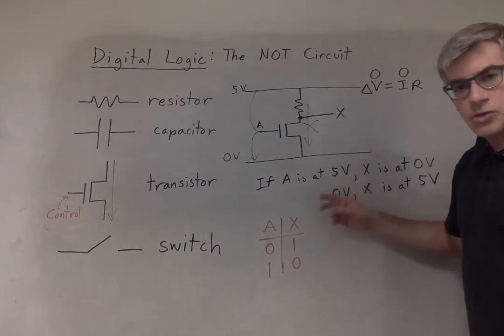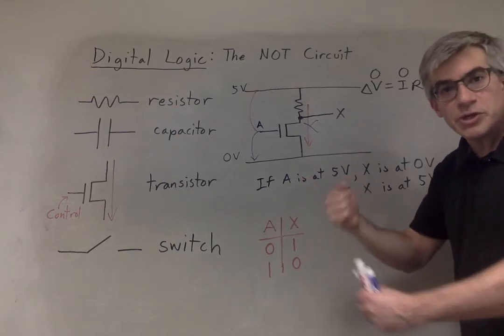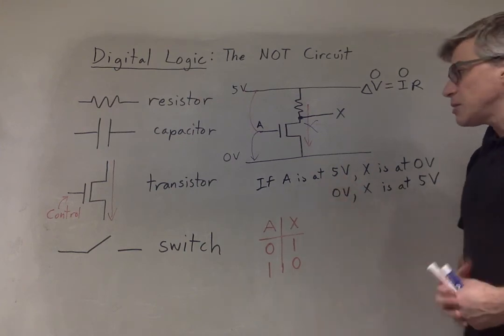The next thing we're going to do is attach two transistors. We can put them in series, we can put them in parallel, and we can get things like AND circuits and OR circuits. And we'll cover that next time.